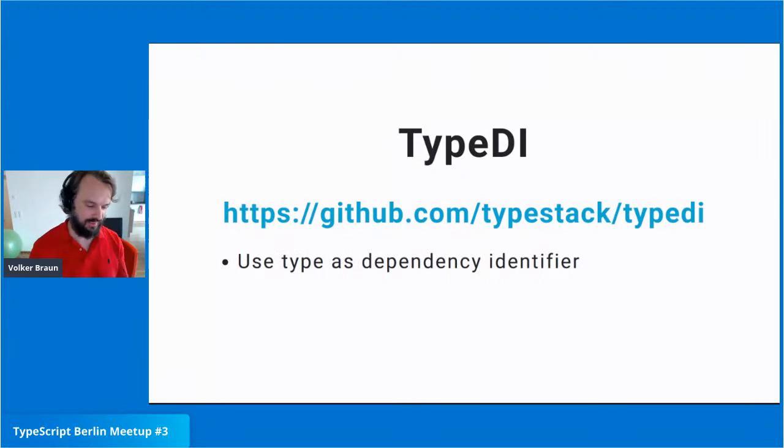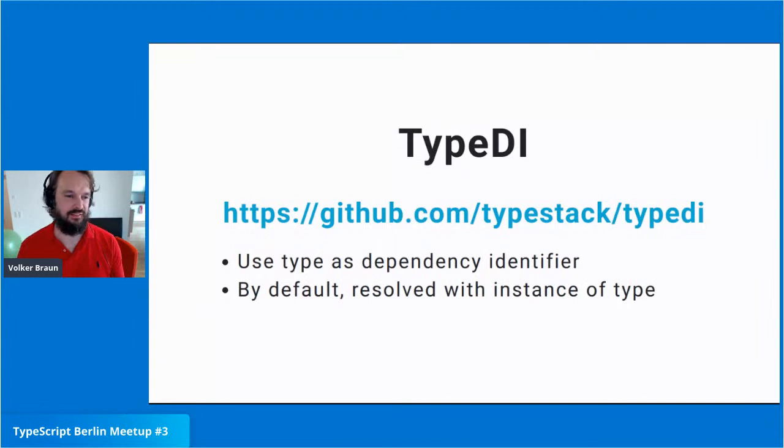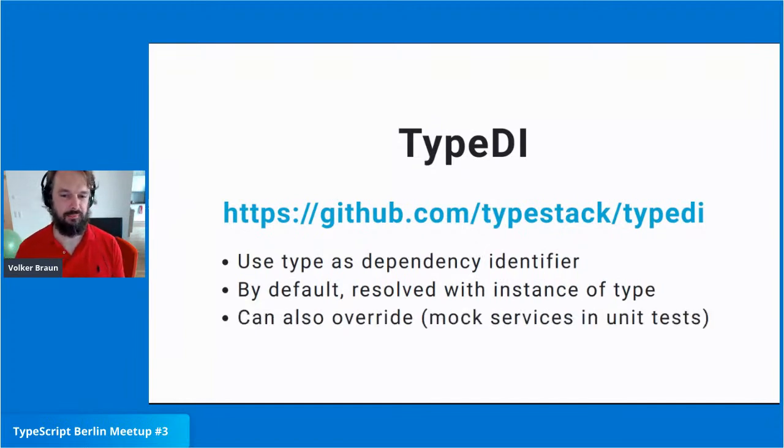Maybe more formally, there's always some identifier for your dependency and the actual thing that it's being resolved with. That was not actually that visible, so let me just point it out. The type is the dependency identifier, and then conveniently, the resolution for the dependency is the instance of the type by default.